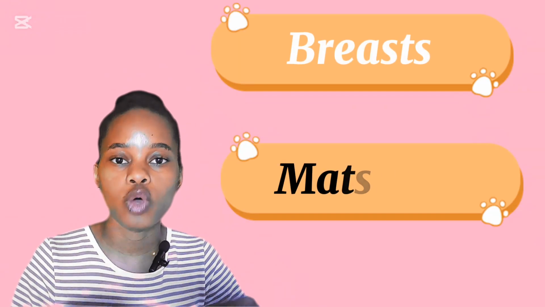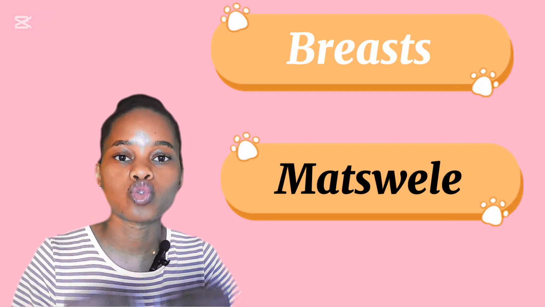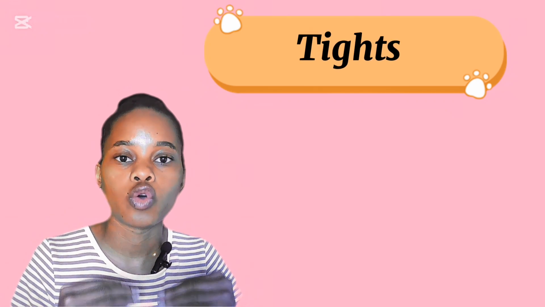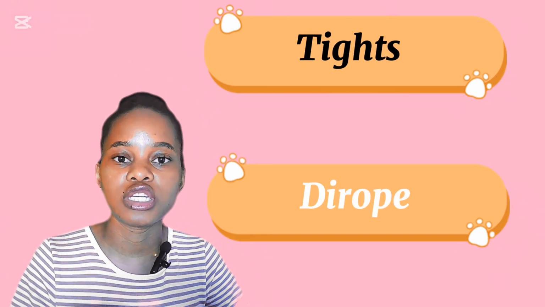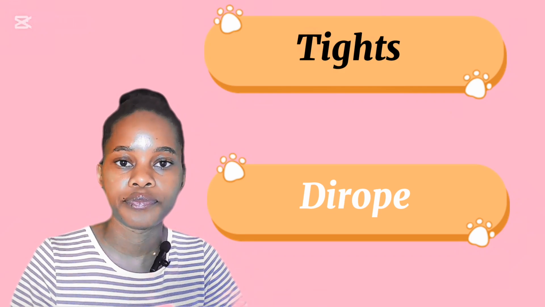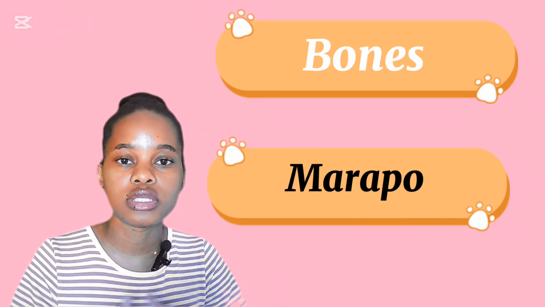Breasts are matswele. Sides are dirope. Bones are maraco.